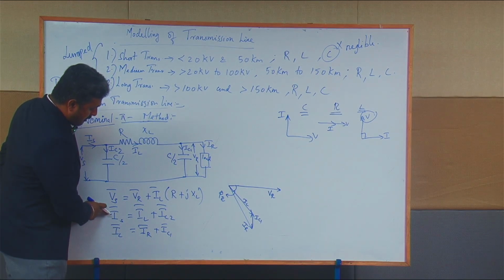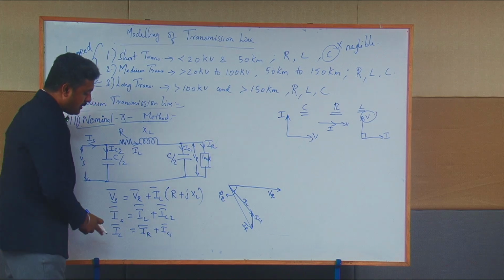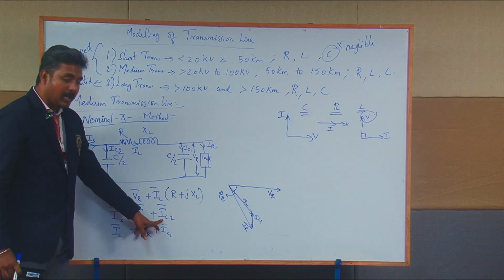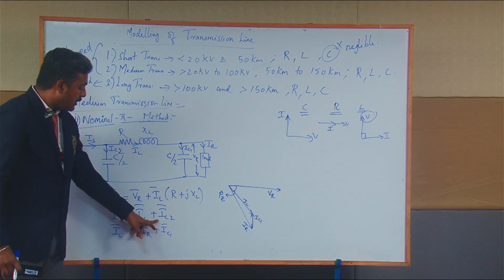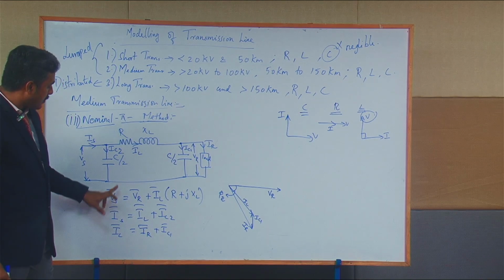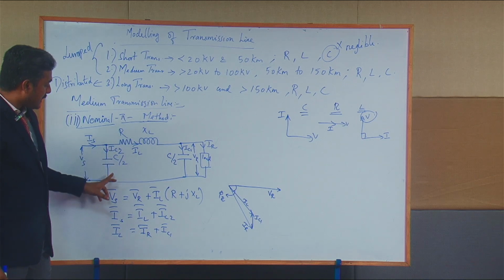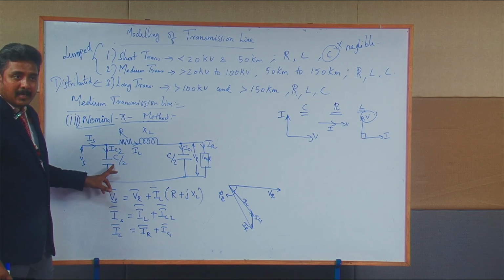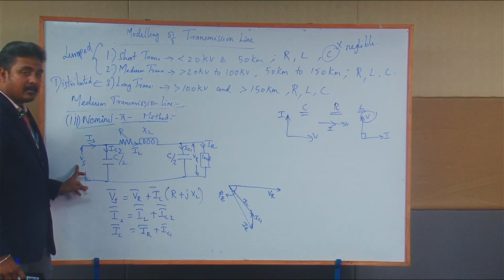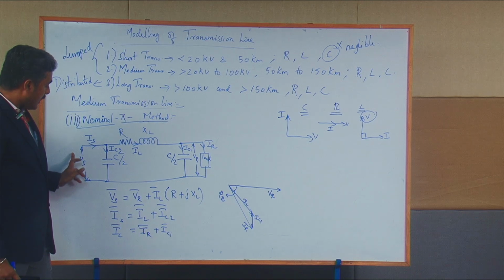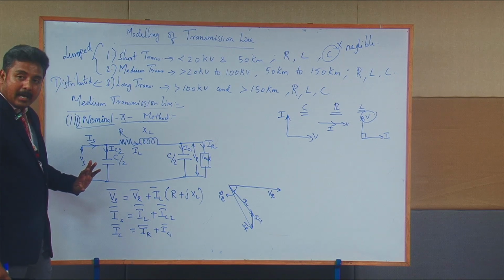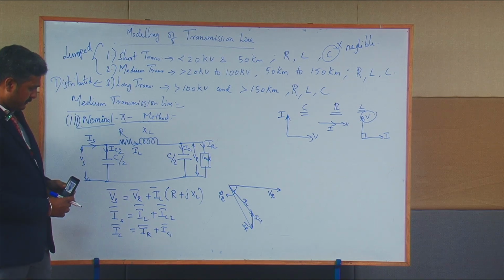Now I have to draw the IS vector, where the IS vector is equal to the IL vector plus the IC2 vector. Therefore, I have to draw this IC2 vector to find the value of the IS vector. How to draw this IC2 vector? IC2 vector is the current flowing in the capacitance which is near to the sending end, and the voltage across this capacitance is Vs. So if I draw the Vs vector, then only can I find the IC2 vector.